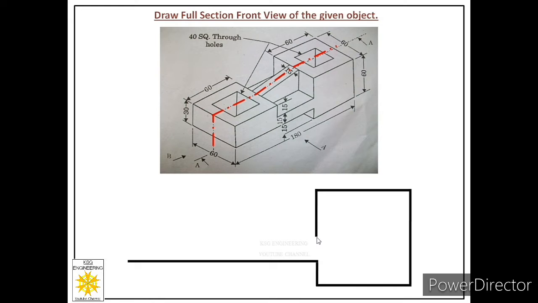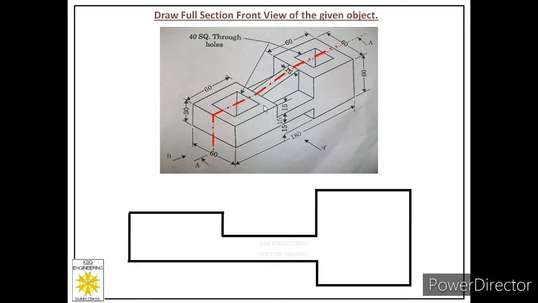So from this point, we will sketch a length of 60 millimeters. And from this point, we will draw a vertical line of 15 millimeters. So from here, draw a vertical line of 15. Then again, we have to sketch a length of 60 millimeters. From this point, we will sketch a length of 60 millimeters. Then we will connect these two points to get the drawing of this first face.